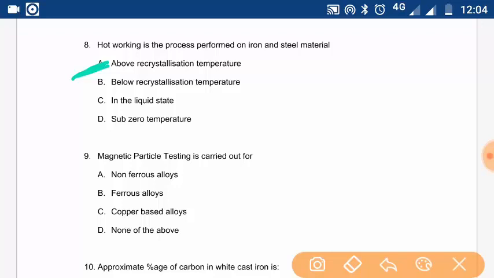Question 9. Magnetic particle testing is carried out for non-ferrous alloys, ferrous alloys, copper-based alloys or none of the above. The answer will be ferrous alloy, because the material needs to be magnetic. It should conduct magnetism. So a ferrous alloy is a magnetic material.